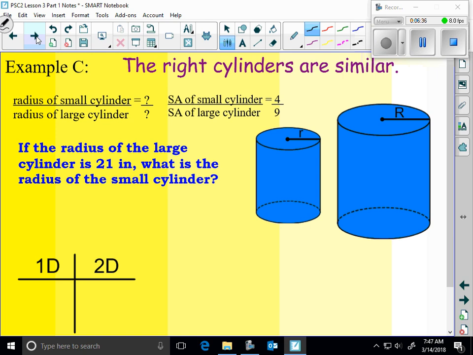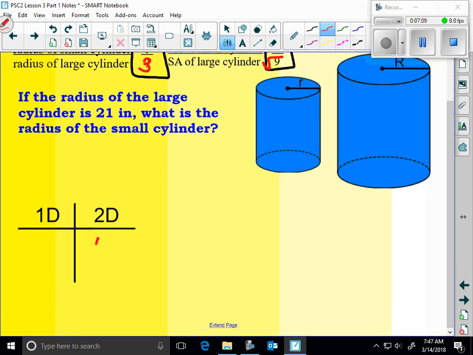Okay, the right cylinders are similar. We need to be told that right away. We know the ratio of the surface areas is 4/9. What would the ratio of the radii be? Someone will do this, no doubt about it. They will say 16/81, and that is incorrect because we're going from two-dimensional to one-dimensional. If you go from 2 dimensions down to 1 dimension, that means you take the square root. So I'm going to take the square root of each of those, and it looks like I get a ratio of 2/3. Therefore, let's fill in this table real quick. This would be 4/9. That was given. This is going to be 2/3.